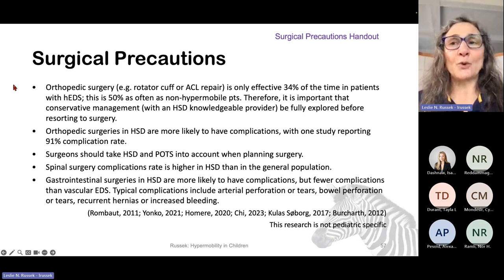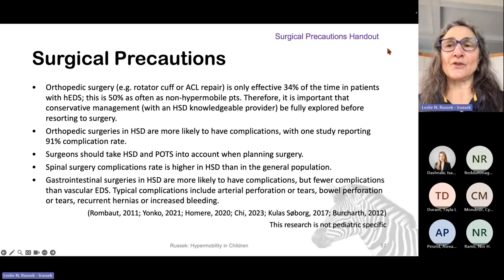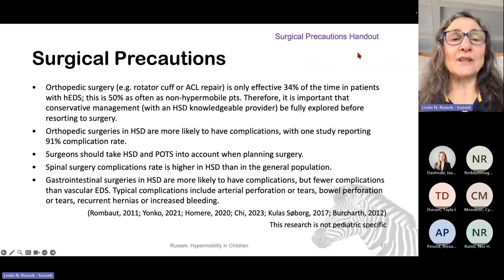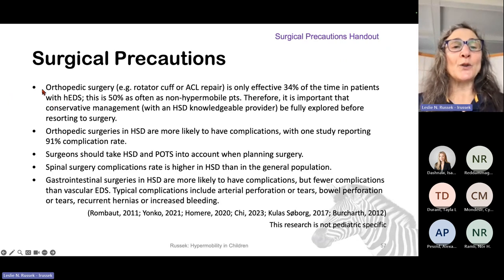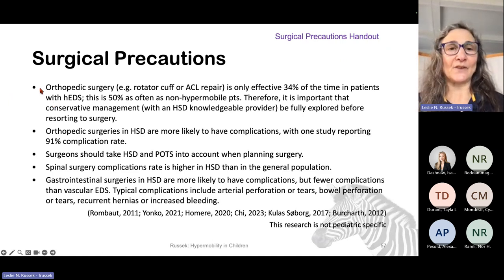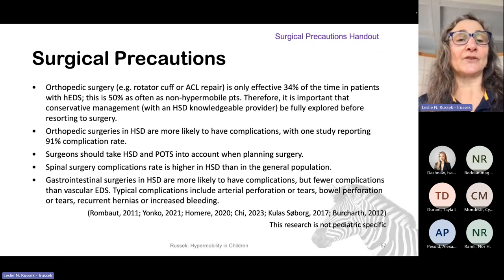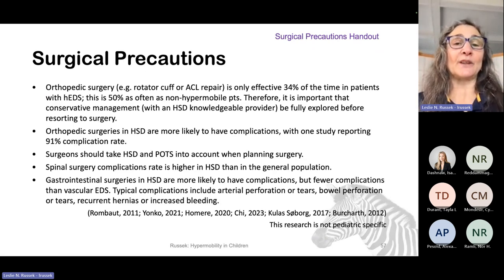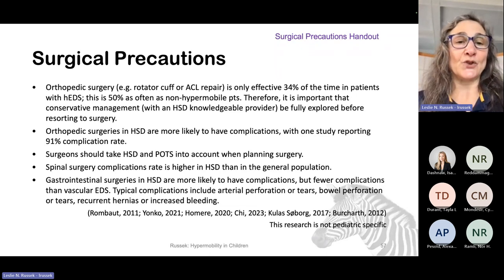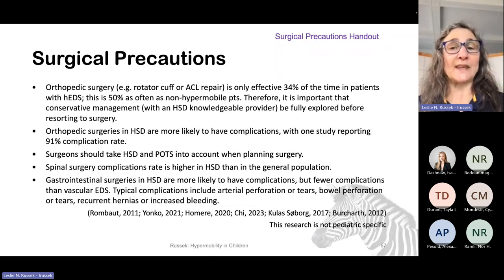There are also surgical precautions, and I have a whole handout on surgical precautions if you have kids who need to go in for surgery. Orthopedic surgery is only half as effective in hypermobile adults as it is in non-hypermobile adults. Presumably, it's going to be similar for kids. So we definitely want to look for conservative management first. These kids won't respond as well to surgeries as a non-hypermobile kid.